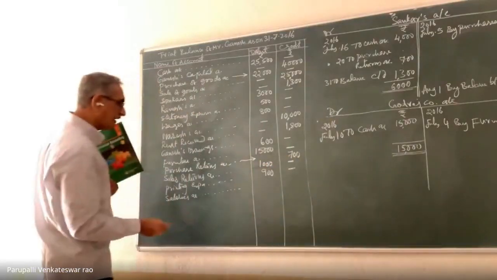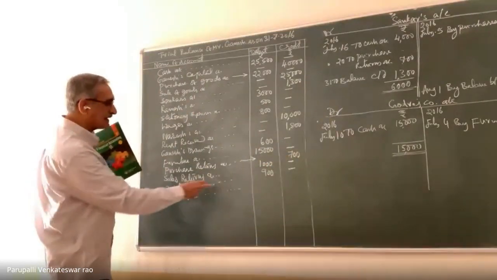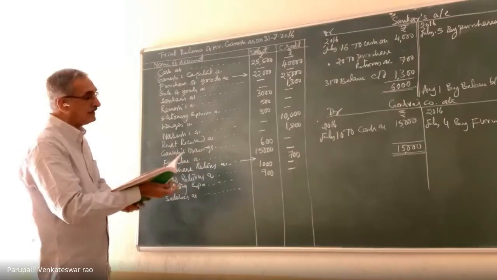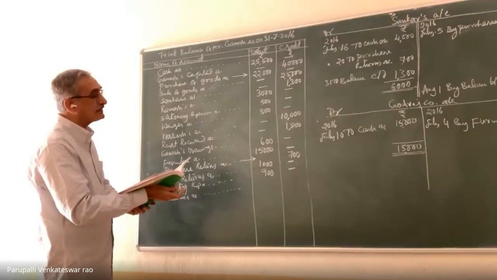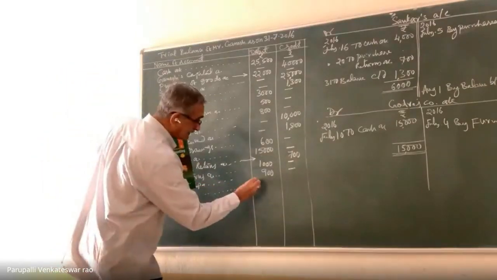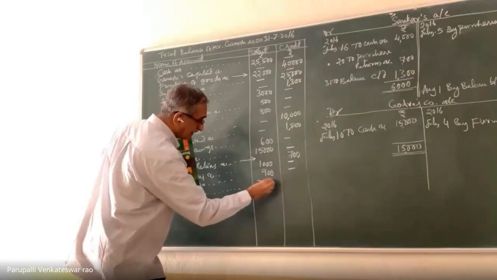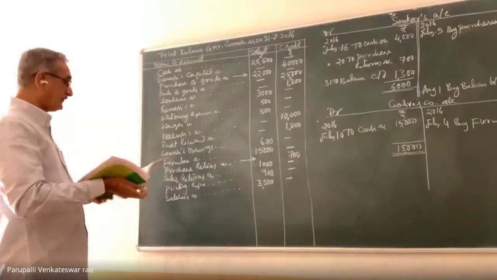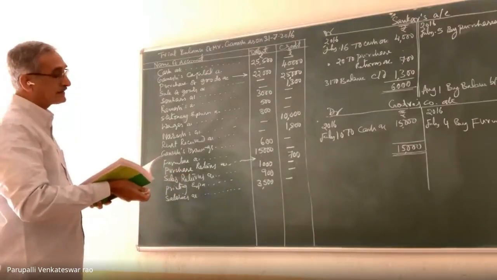So next one is printing expenses, 900. Debit balance, expenditure, debit balance. Next one is salaries, 3,500, a debit balance. Next.